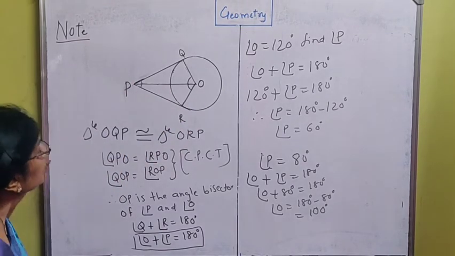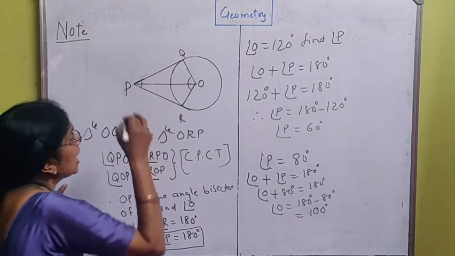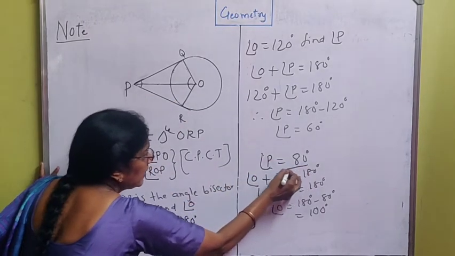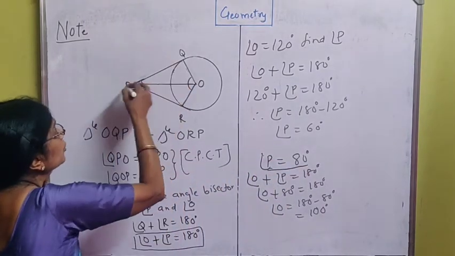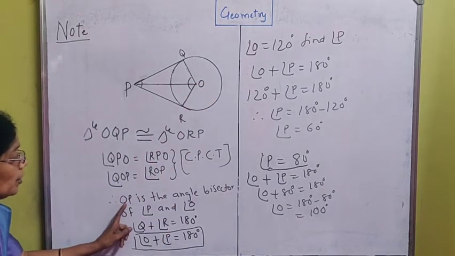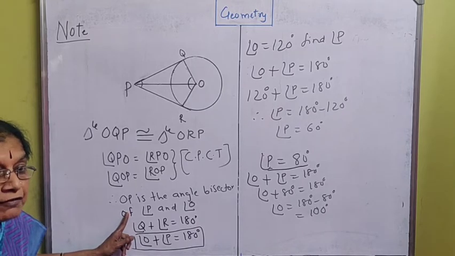In this, one more sum can be asked. If angle QPR, that is angle P, is, let us take, 80 degrees, what will be angle QPO and what will be angle RPO? Just now I told you, OP is the angle bisector, which divides the angle into equal parts.